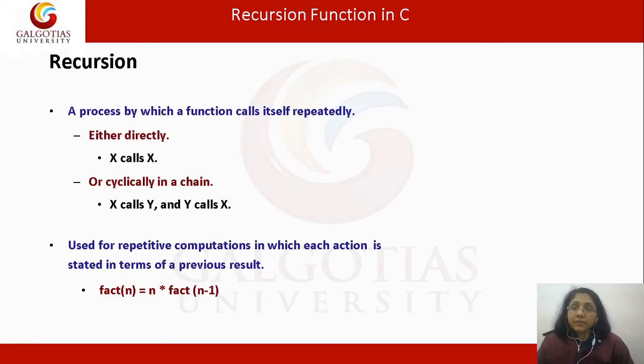Now, what is recursion? It is a process by which a function calls itself directly, for example x calls x, or cyclically in a chain, like x calls y and y calls x. It is used for repetitive computation in which each action is stated in terms of a previous result. For example, if you want to compute factorial of n, you require the previous result, that is factorial of n minus 1. So the problem is resolved using n times factorial of n minus 1 for computing factorial of n.